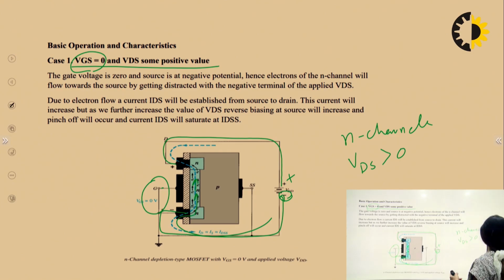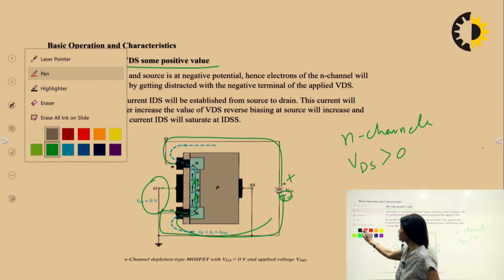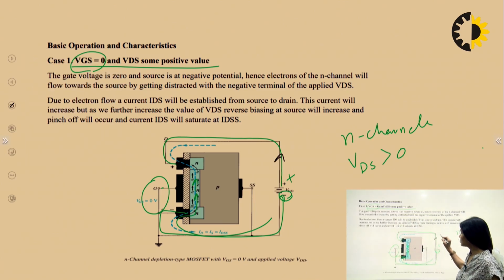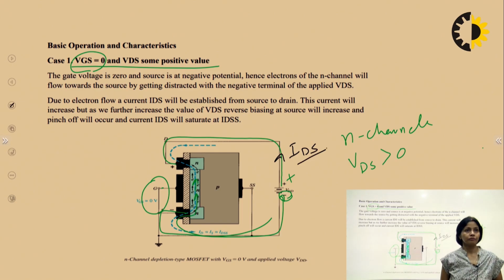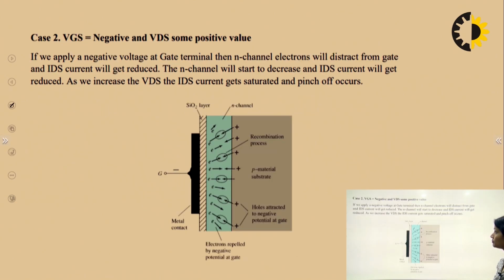And obviously we have current coming out from the positive terminal of the VDS, right? Now we will explain case number 2. After explaining case number 1, we will explain case number 2. Now we will apply some voltage at the gate terminal.